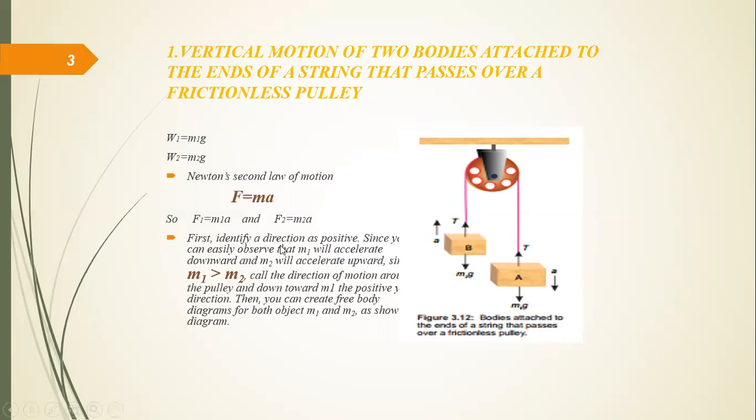After that, we have to identify the direction of motion of these blocks, that is, which block is moving in the downward direction and which block is moving in the upward direction. From the figure, it is clear that both of the blocks are made of the same material, but block A is larger than block B, so we can write that m1 is greater than m2. So block A is moving in the downward direction and block B is moving in the upward direction. The motion of both of the blocks is along the y-axis.